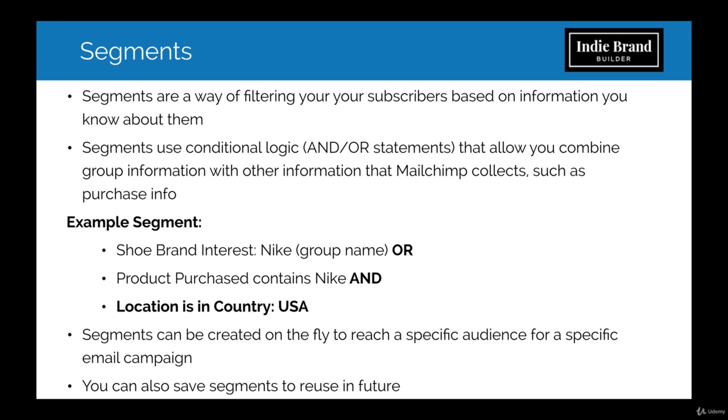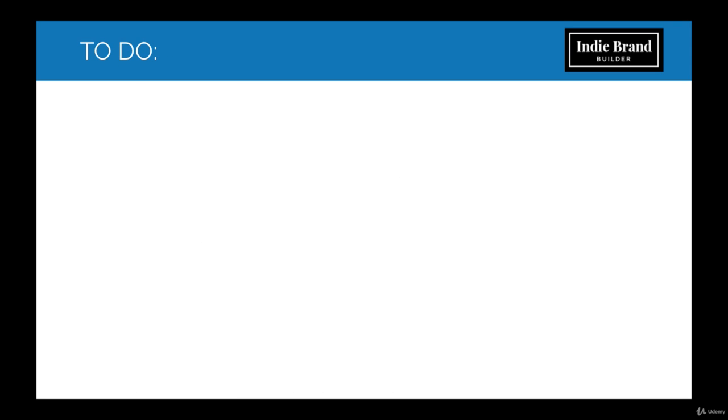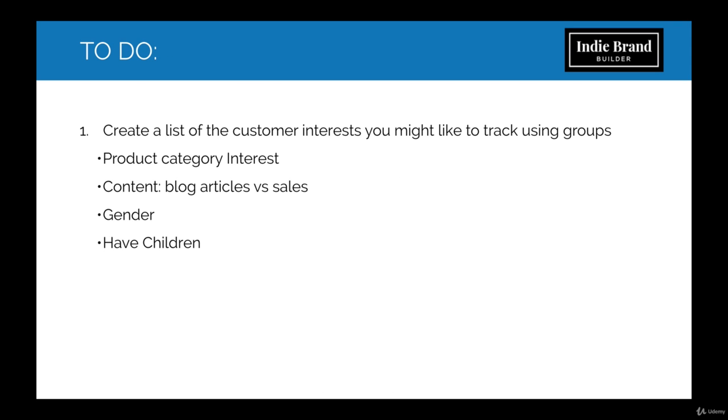It is confusing. What I'd like you to do, just as a to-do on the end of this short lesson, is create a list of the customer interests that you might like to track in MailChimp using groups. So for instance, it could be something like if you have several categories of product, you may want to track interest in those categories based on the user profile. You may want to track what kind of content people would like.